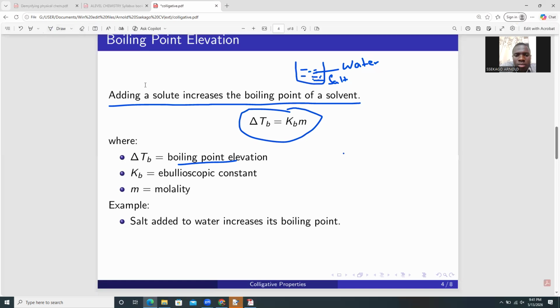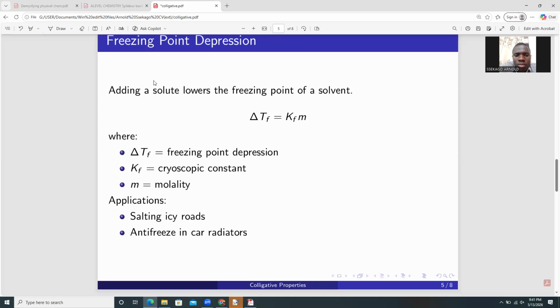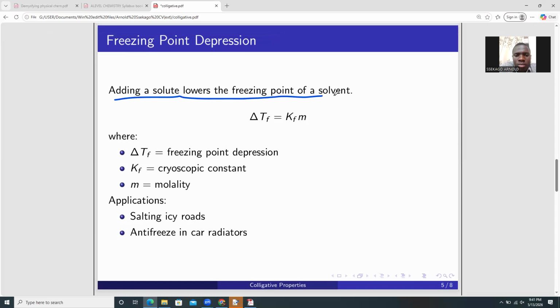Then the other thing which I can comment on is the freezing point depression. What happens to freezing point? If you add a solute to a solvent, the freezing point of the solvent is lowered. For example, these are some of the key cases: salting icy roads, and antifreeze in car radiators. So the key takeaway is that addition of a solute to a solvent lowers its freezing point.